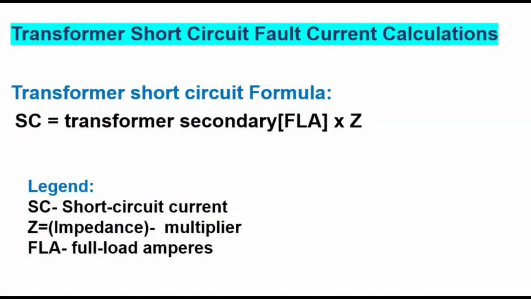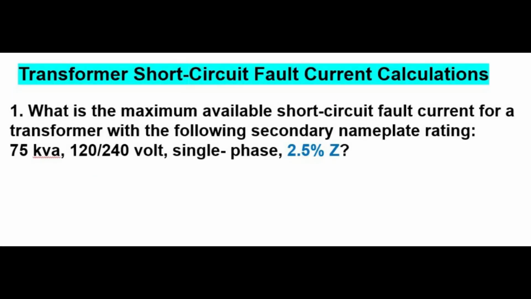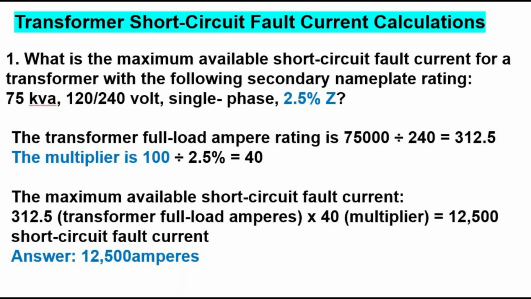The formula for transformer short circuit current is: short circuit current equals transformer secondary full load amperes times the multiplier. Example number 1. What is the maximum available short circuit fault current for a transformer with the following secondary nameplate rating: 75 kVA, 120/240 volts, single phase, 2.5% impedance? Answer. The transformer full load ampere rating is 75,000 divided by 240, which is equal to 312.5. The multiplier is 100 divided by 2.5% equals 40.